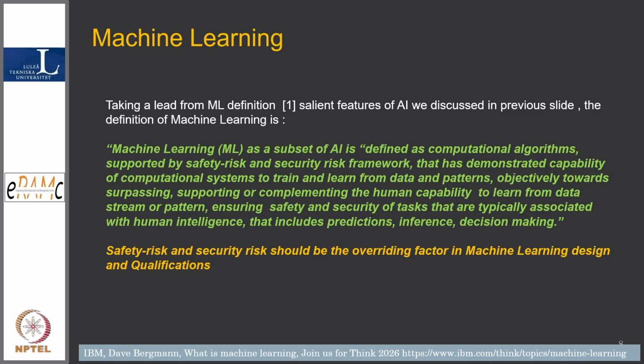In the same way, machine learning, which we are defining here as a subset of AI, is defined as a computational algorithm. The rest of the things will more or less remain the same. Here I am taking credit for human capability also, for the reason I discussed in the previous slide. So ensure safety and security in tasks typically performed. That means we don't have any doubt when we talk about machine learning. We have connected it to risk and security aspects, and that should be the overriding factor.